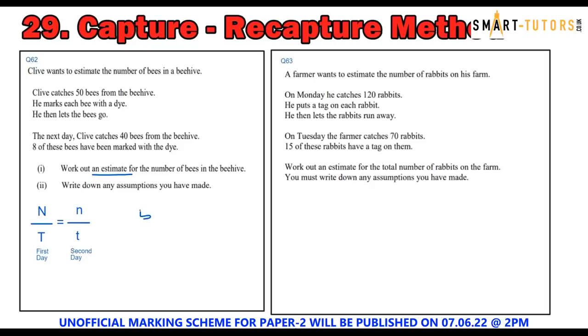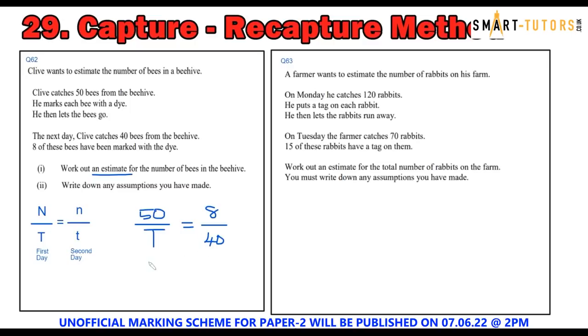So 50 we captured, but we have no knowledge how many bees are in the total in the beehive. Second day we caught 40 bees, out of which 8 of them have the tag. So 8 over 40. Out of 40, 8 of them have the tag.